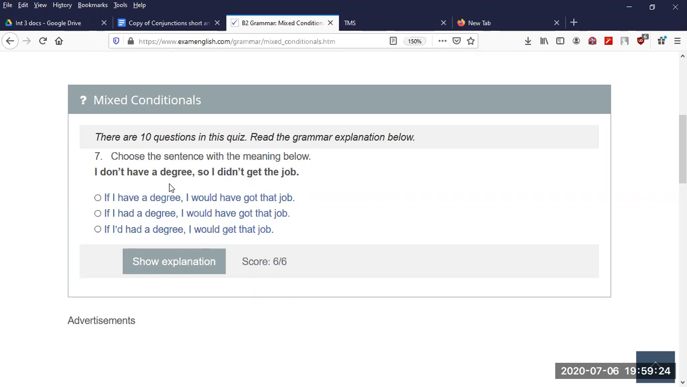So I don't have a degree. So we imagine. It's an imaginary situation. So it's number 2. If I had a degree. So I think you had the right thinking about the past result. If we imagine a situation in the present, okay, so simple past.